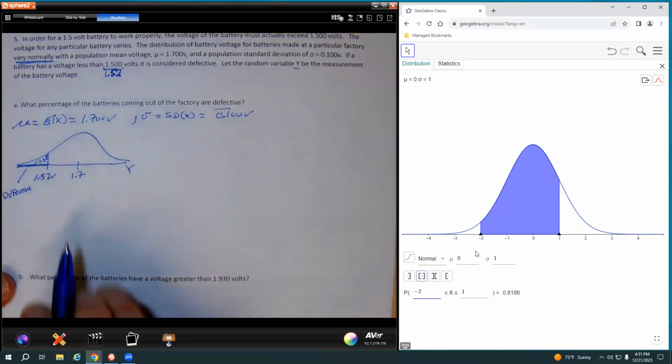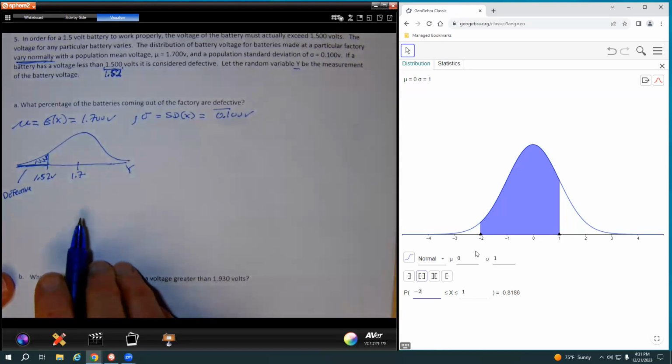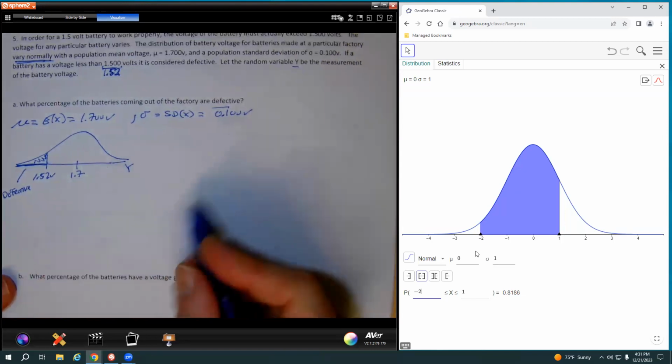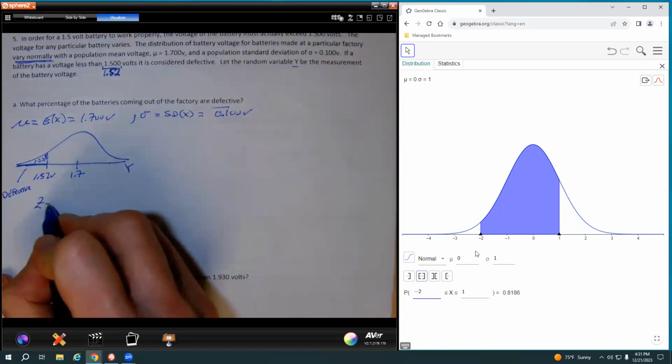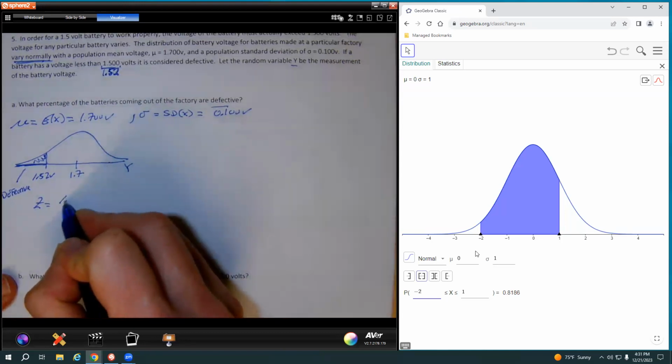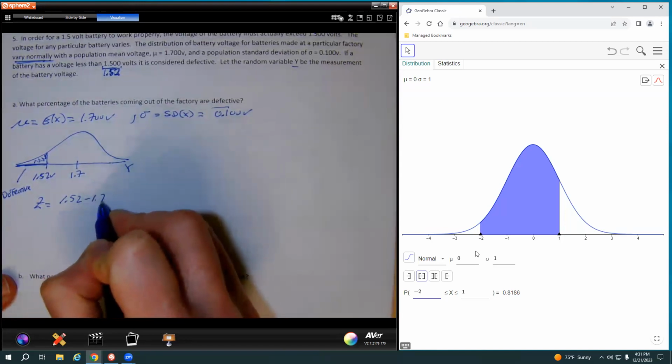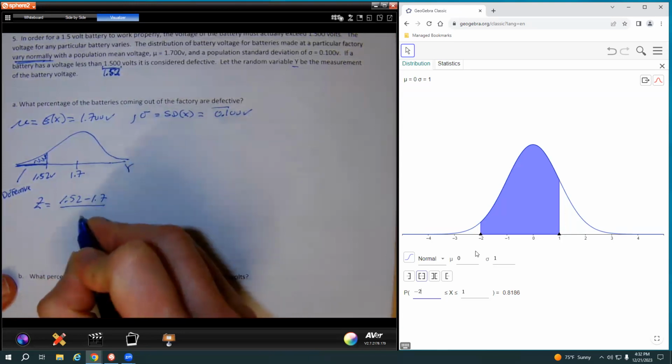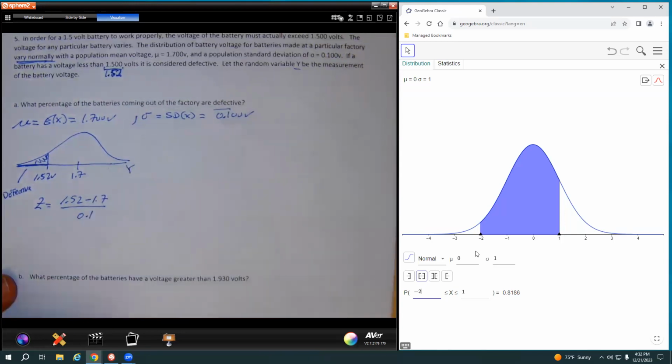Okay. The question is, what percentage of these batteries are defective? So let me turn into a z-score. So I'm going to go 1.52 minus 1.7 and divide this by 0.1.